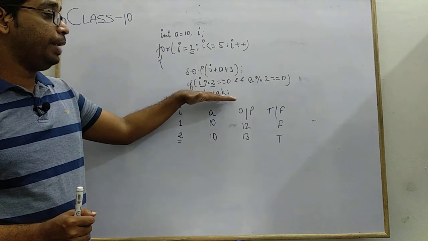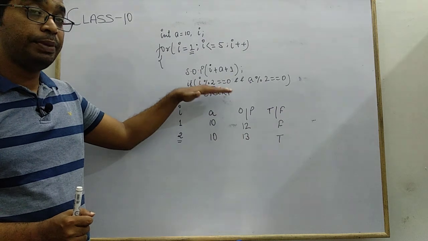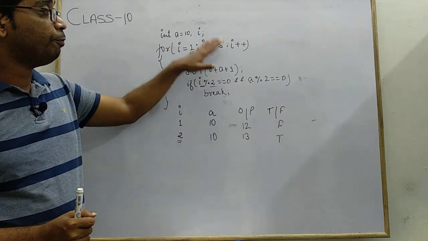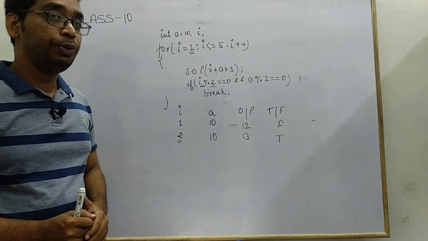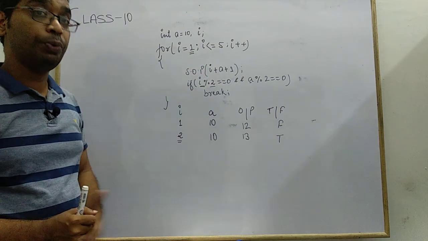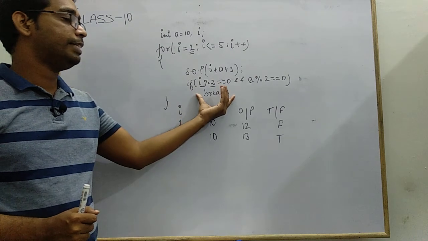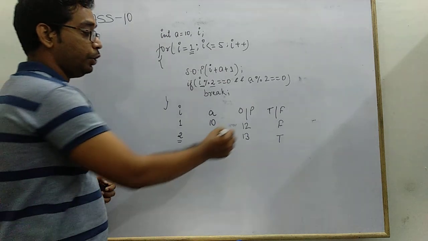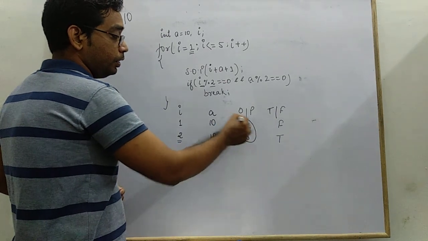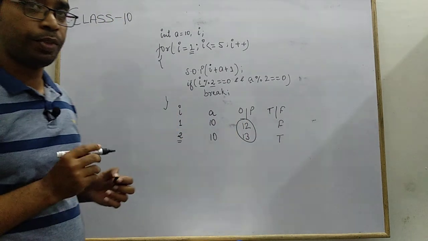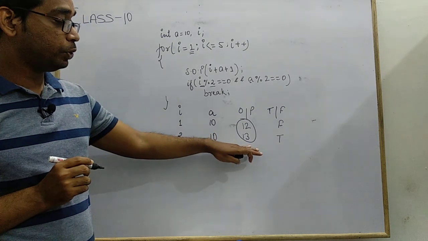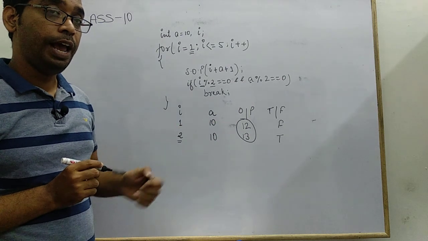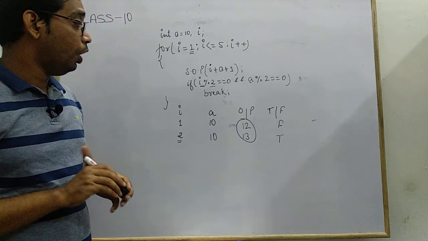If this break statement executes, that means it sends the control out of the loop body. That means the loop is not going to execute further as the break statement is encountered. So the final output is only two values, that is 12 and 13. No further execution will happen.